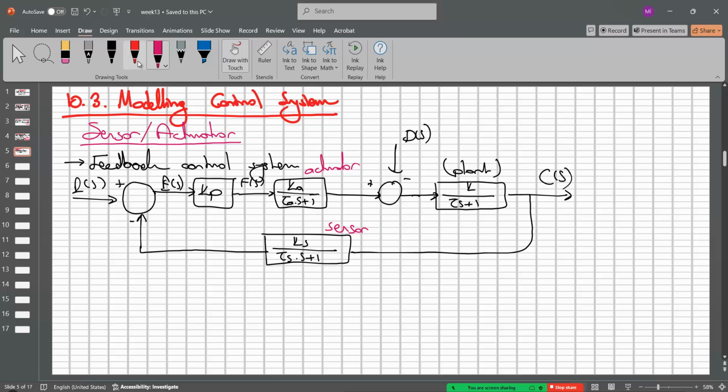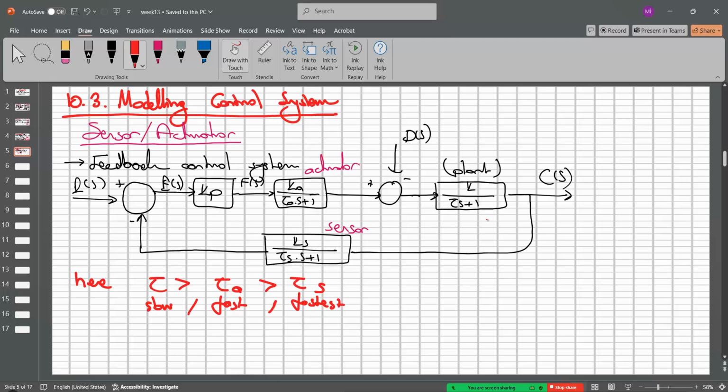But we have some important property here. The plant tau must be greater than tau actuator, and tau actuator must be greater than tau sensor. So this is the fastest signal, this is the fast signal, and this is the slow signal here. What is the importance of this condition?